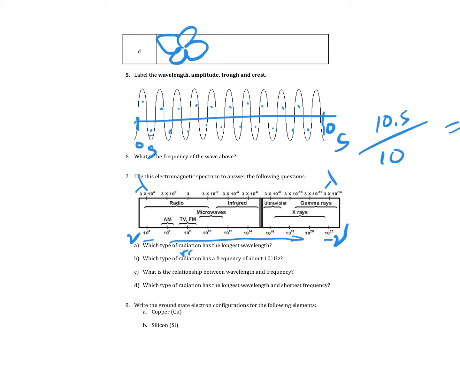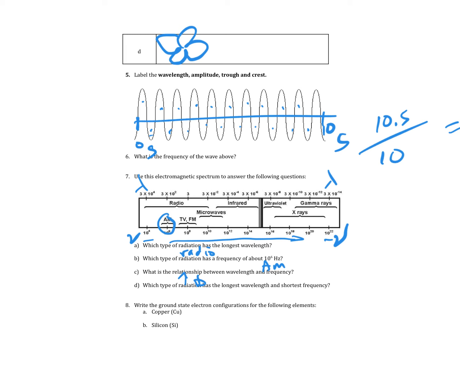The answer is radio. Which type of radiation has a frequency of 10 to the 6? We go to 10 to the 6 over here, and we see it is AM or FM or radio overall. But in this case, it's mostly AM. What is the relationship between wavelength and frequency? The higher the frequency, the shorter the wavelength. And the lower the frequency, the longer the wavelength. So they're an inverse relationship.